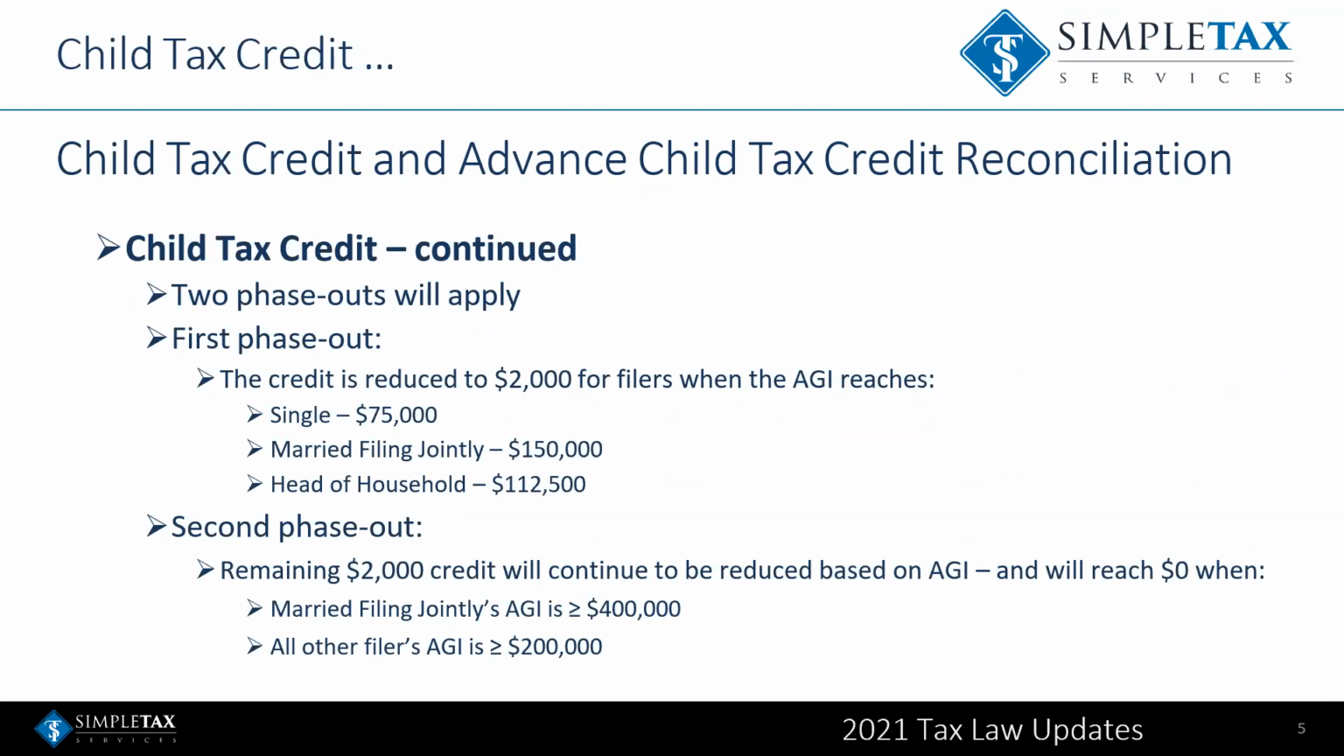So child tax credit will phase out. There are 2 phase outs. The first phase out, the credit's reduced down to $2,000 for filers when the AGI reaches $75,000 for single, $150,000 for married filing joint, and $112,500 for head of household. Now the second phase out is related to the remaining $2,000. Okay, and that will be reduced based on the AGI, and will reach 0 when the AGI is over $400,000 for married filing joint, and then $200,000 for everyone else.